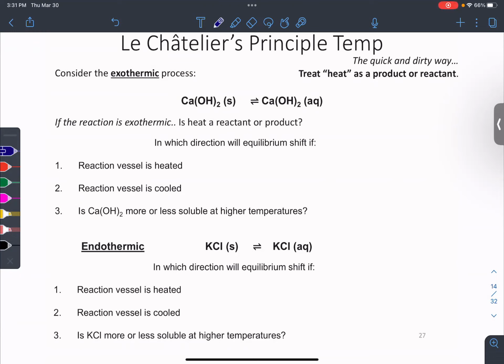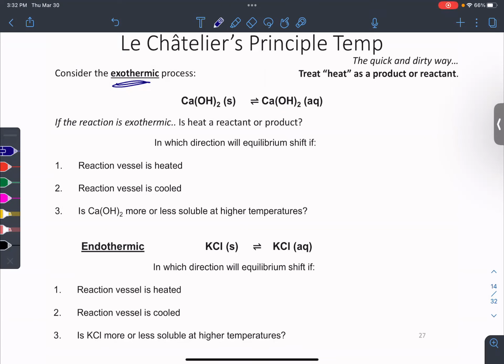So let's think about an exothermic reaction. Exothermic. Is heat a product or a reactant? You're only 50-50. It's a product. Yes, exothermic reactions. Okay. What's your favorite exothermic reaction? Combustion. What is heat? Is it a reactant or a product in a combustion reaction?